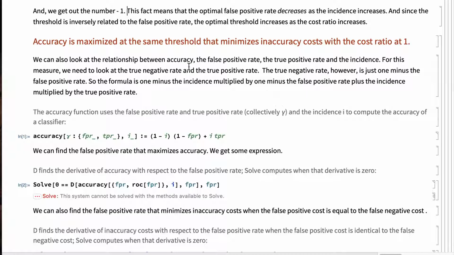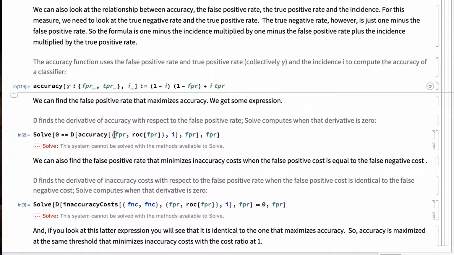Another factoid. Accuracy is maximized at the same threshold that minimizes inaccuracy costs when the cost ratio is set to 1. Right, so let's prove that. Here's our expression for accuracy in terms of the false positive rate, the true positive rate, and the incidence. How many people are true negatives? Well, the true negatives are 1 minus the incidence times 1 minus the false positive rate. And how many true positives are there? Well, it's the true positive rate times the incidence. So there's our accuracy. Now, let's differentiate this expression with respect to the false positive rate.